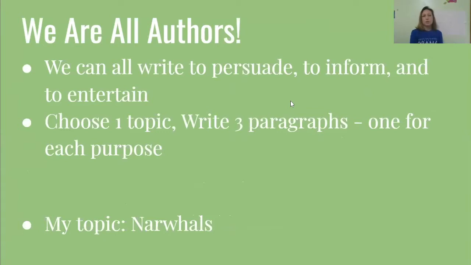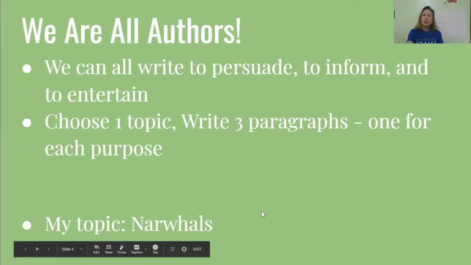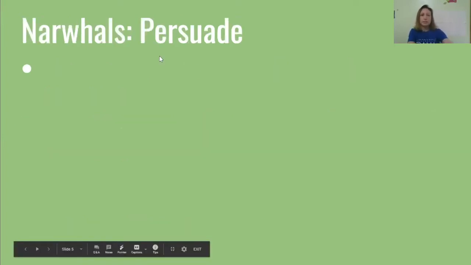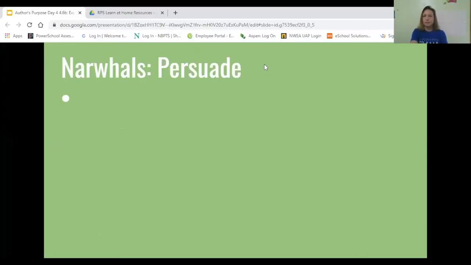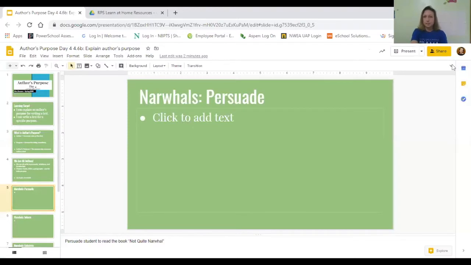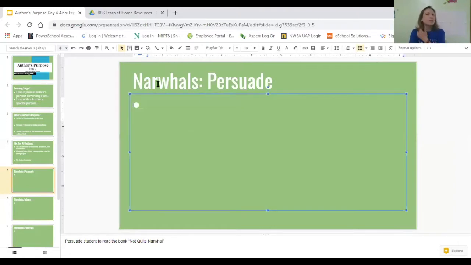So what we are going to work on today is choosing one topic and writing 3 different paragraphs, one for each purpose. One paragraph to persuade, one to inform, and one to entertain. So we can look at those differences in types of writing. And my topic today is going to be narwhals. So I am going to close out my large screen so I can type and you can see me typing. So I am going to start with narwhals, and my purpose is to persuade.